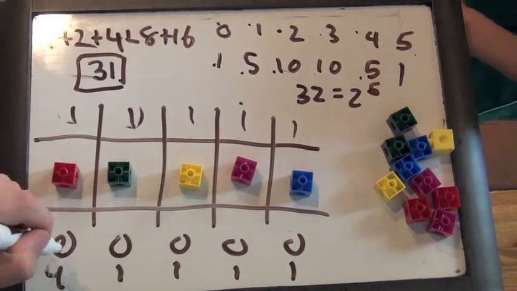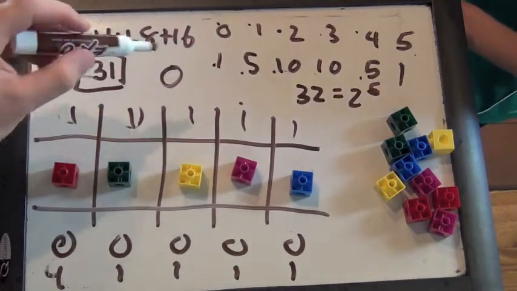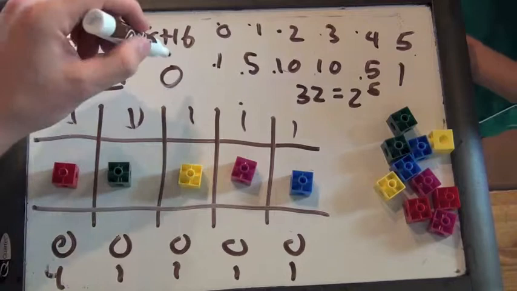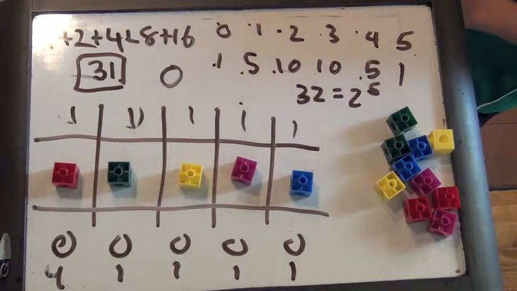What does this number 0, 0, 0, 0, 0 represent? Just 0. So how many numbers do I get starting at 0, including 0, and going up to and including 31? It's 32 numbers. I get 32 numbers. Look at that.